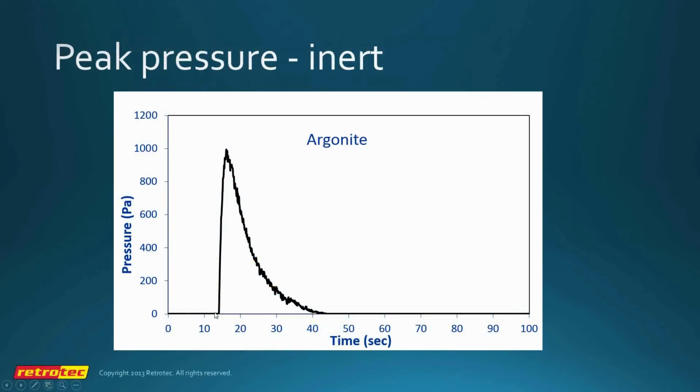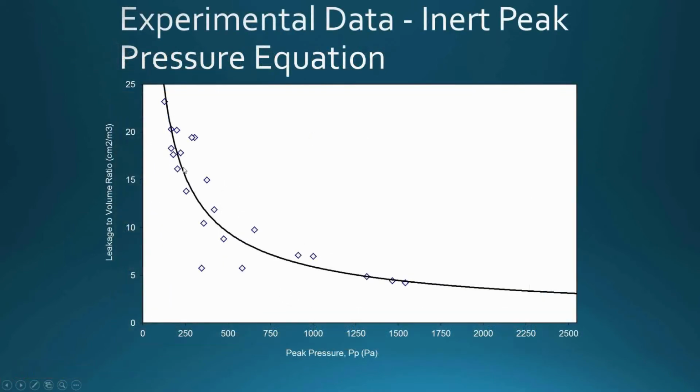So we get a pressure curve that looks like this with an inert, where we have a very short-term pressure spike that leaps up when the valve opens instantly and then drops off exponentially. This particular graph shows the range of inert peak pressure readings that we got over a wide range of peak pressures. One of the problems that we discovered with the previous research is it was all done around one leak to volume ratio, if you will.